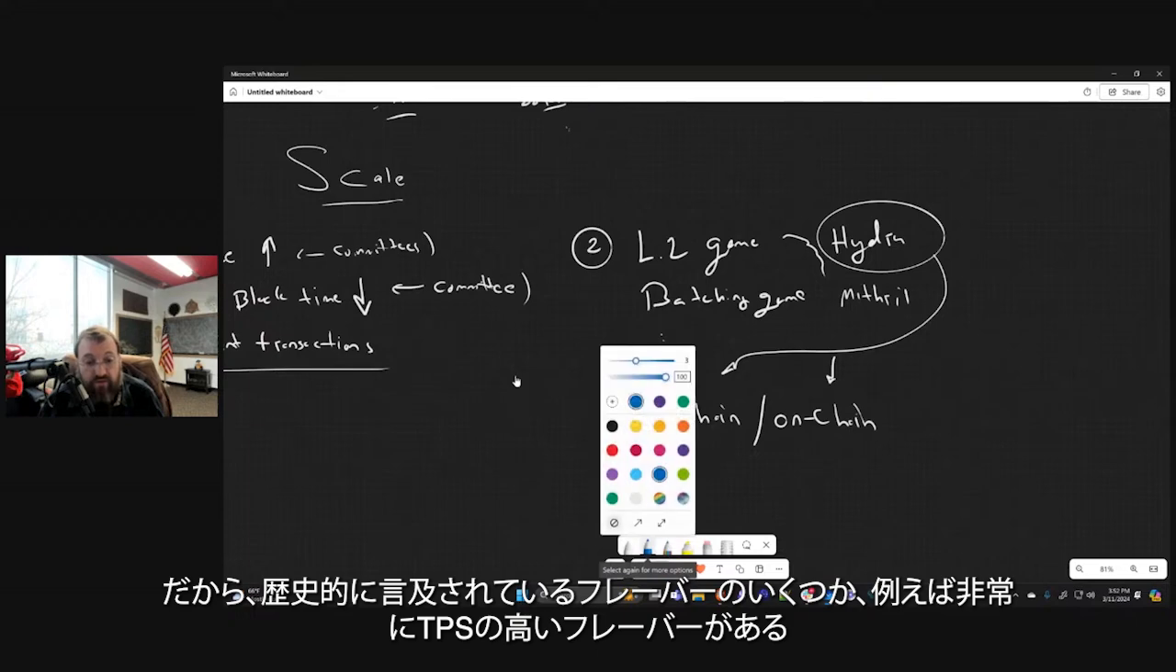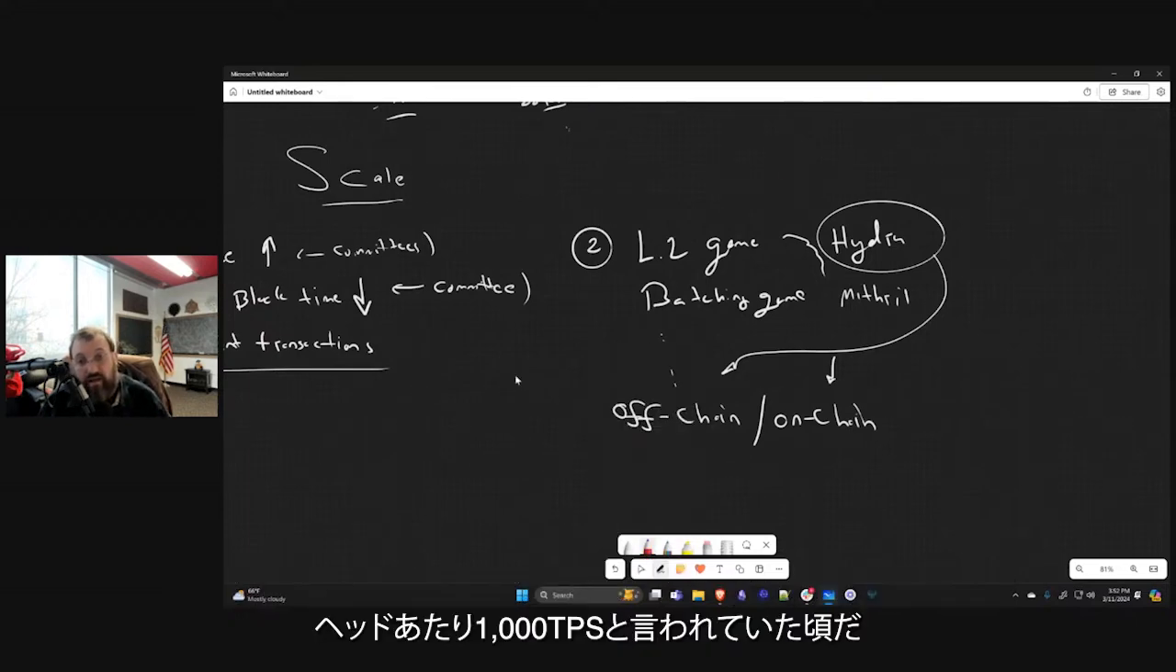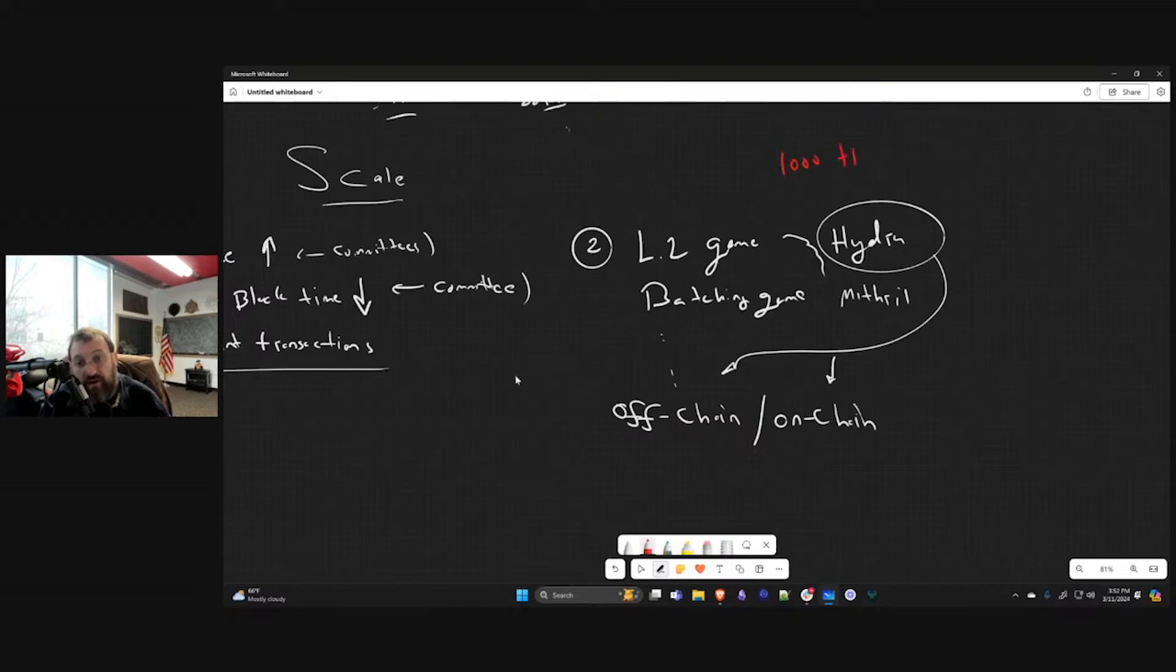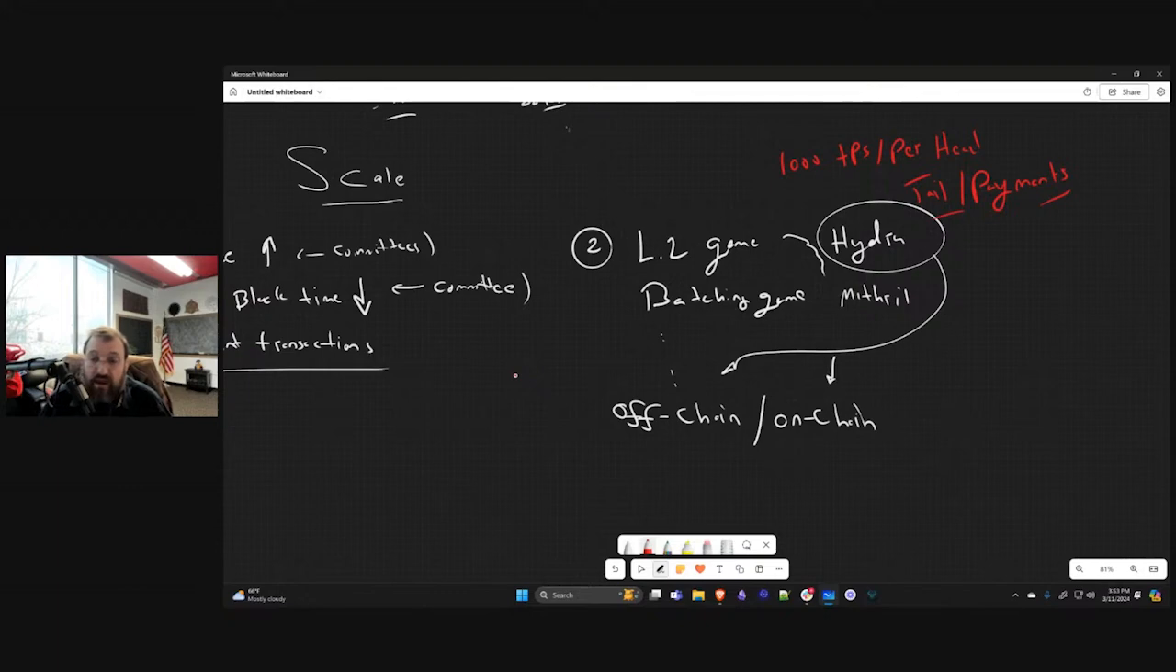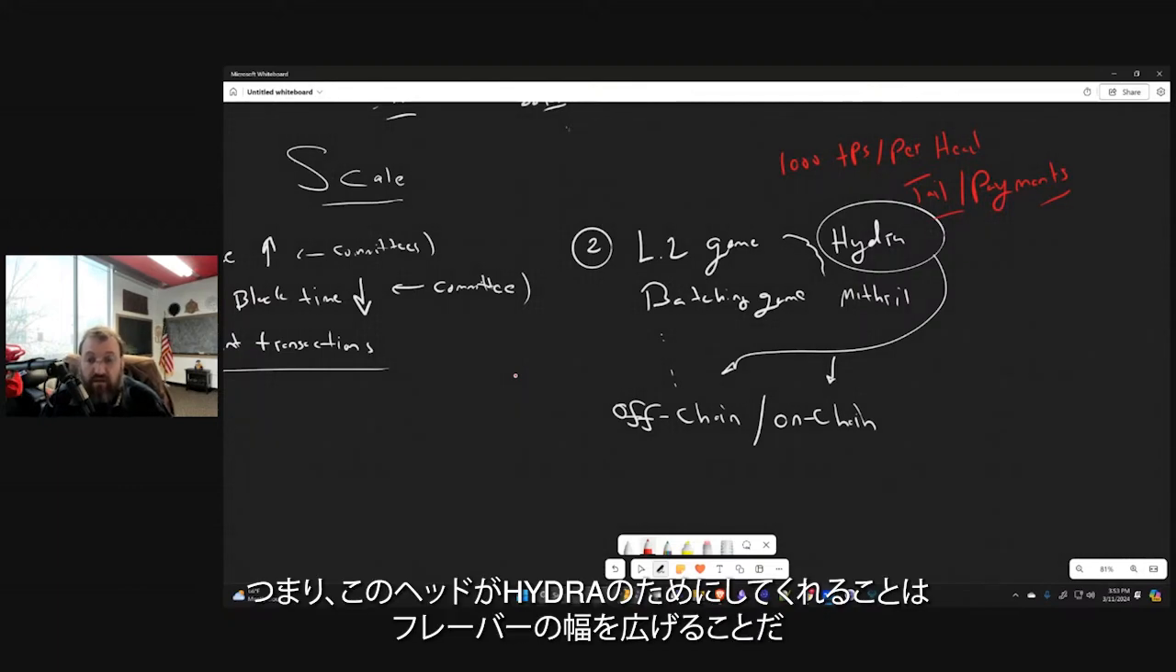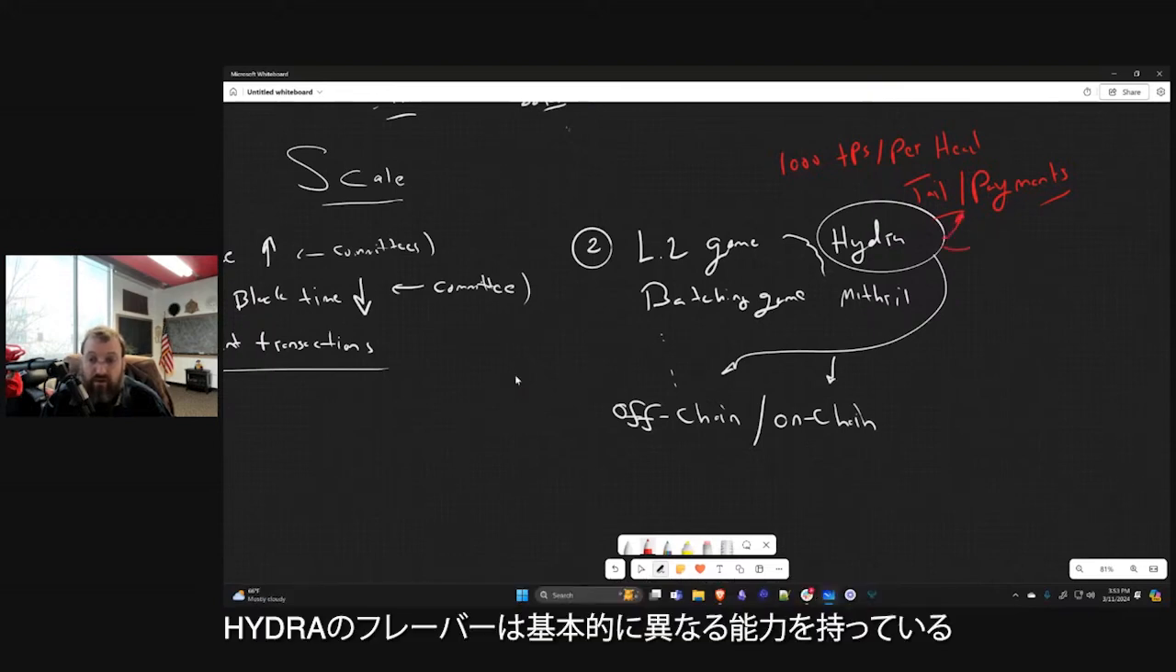So some of the flavors historically mentioned, like the very high TPS flavor, when people were talking about 1,000 TPS per head, that's where you were talking about things like a tail and payments protocol. Where that would be relevant would be for tipping, micropayments, these types of things. And that's an extension. So what the head does for you, Hydra proper, is it opens up a whole bunch of flavors of Hydra. And those flavors basically have different capabilities.